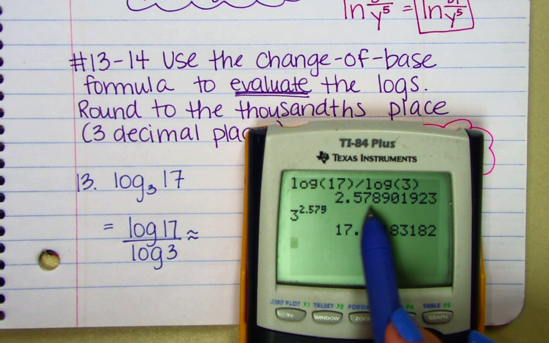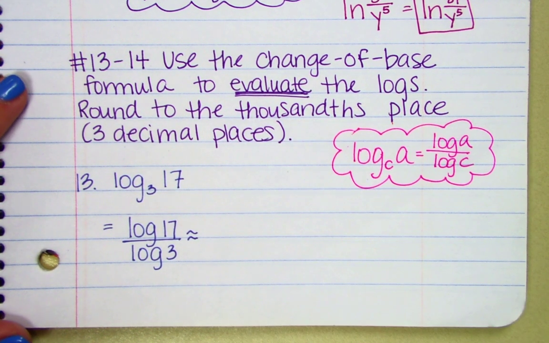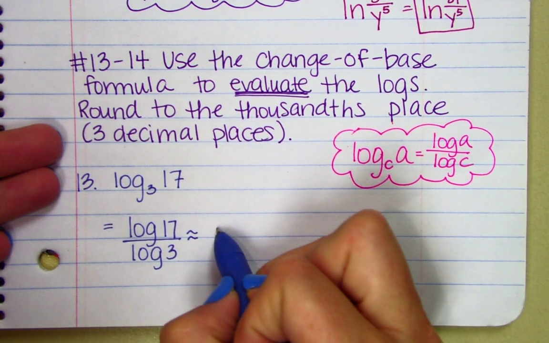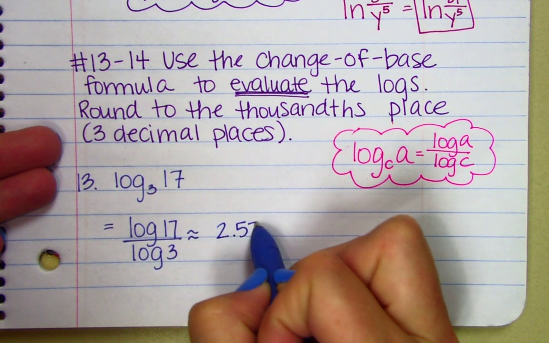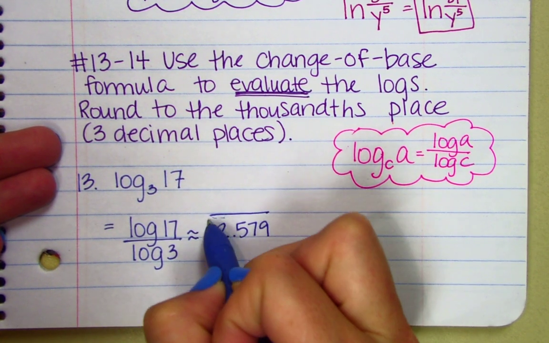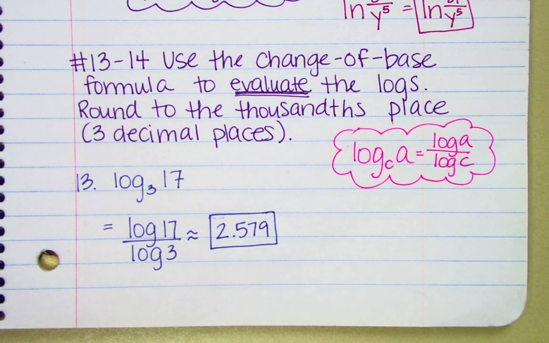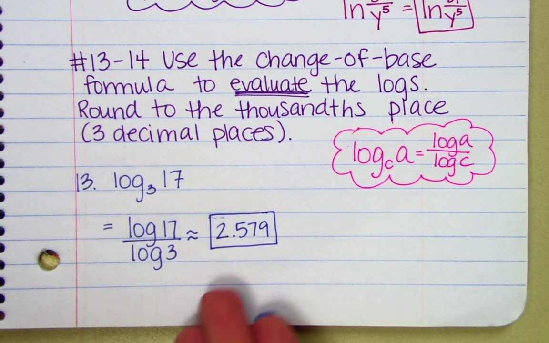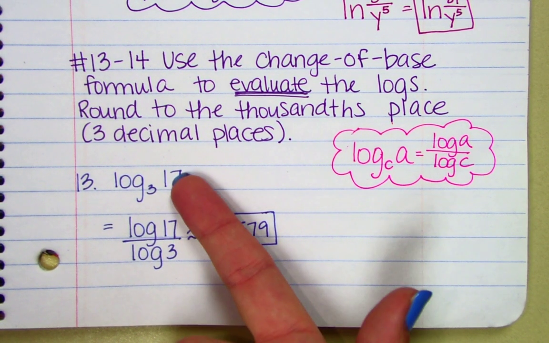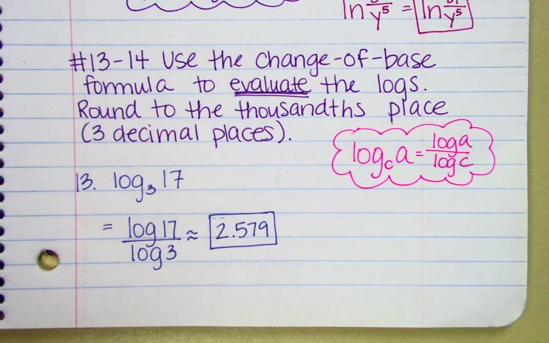I need to round. 2.5789. Since after the 8 is a 9, that's going to round up to 9. Okay, so my answer will be 2.579. And there I go. All right, that's all there is to it. That's all you're doing is just doing log of this divided by log of that using the calculator.